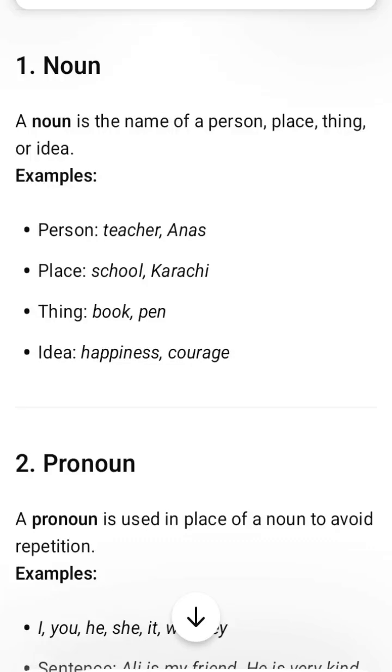Explanation of the 8 parts of speech in English with examples in a way that's easy to remember and use. 1. Noun. A noun is the name of a person, place, thing, or idea. Examples: person, teacher, Anas; place, school, Karachi; thing, book, pen; idea, happiness, courage.